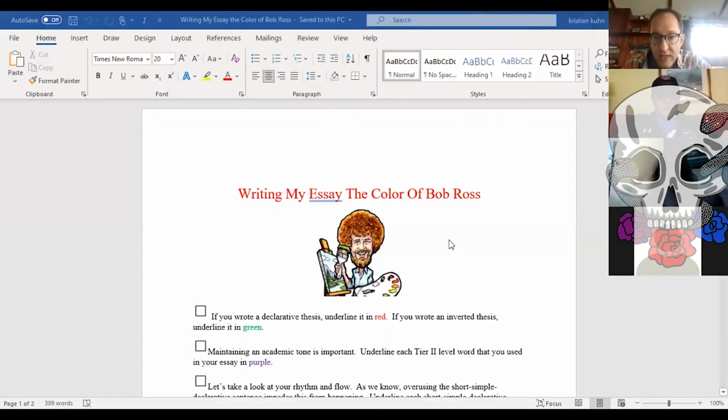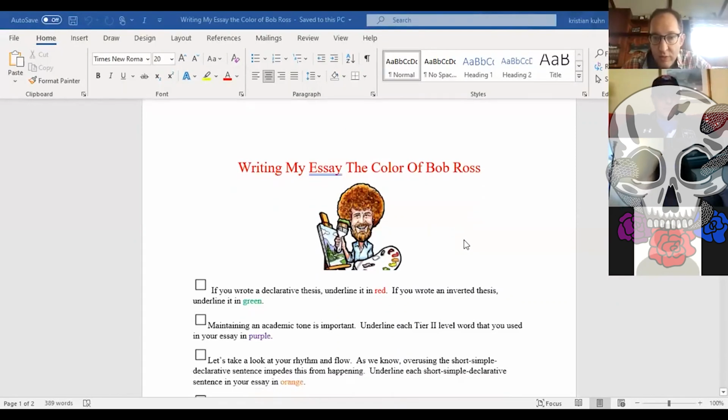I did this exercise with my students right before the AP language exam with a rhetorical analysis essay. And it's called Writing Myself the Color of Bob Ross. I went to Walmart and I bought my students a box of 25-cent crayons. Each kid got a box of crayons. And through this grading practice, they will figure out how well they are doing with regards to their writing through the presence and the absence of color.